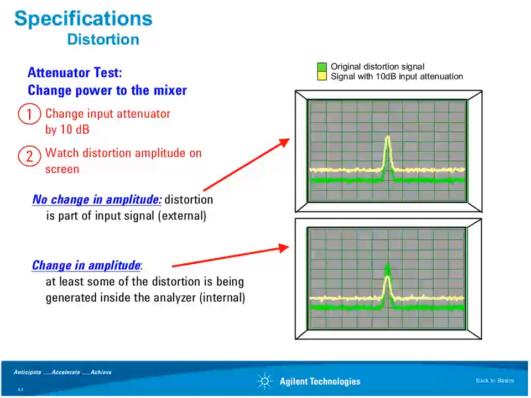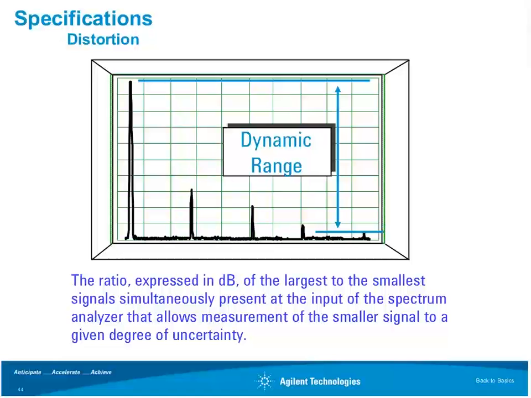And so this is where we add some attenuation. So if let's say I add 10 dB, if the signal stays at the same point on the screen and I just increase the noise by 10 dB, then that's a sign that we're measuring a real signal. If, on the other hand, I add 10 dB and the signal level drops, then that's a sign that I was looking at internally generated distortion. So it's a very simple test, but very effective.